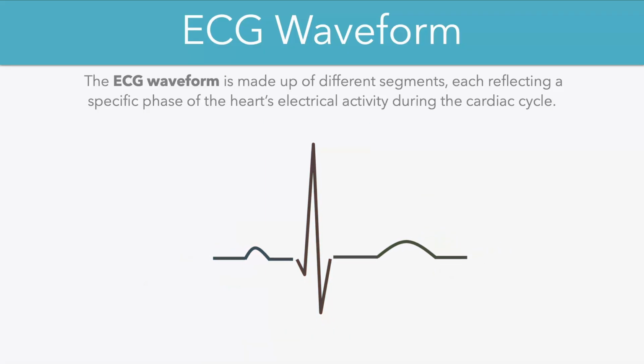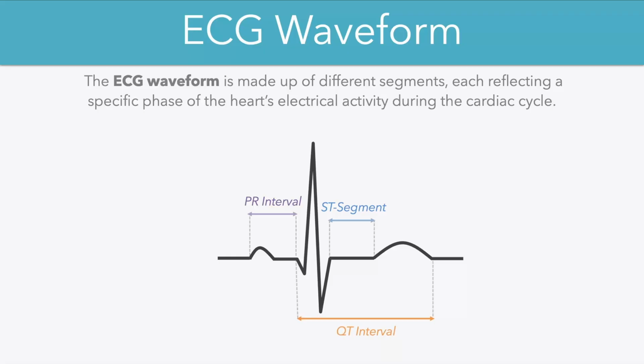Aside from this, we also have a range of intervals between different components of the waveform. For example, we have the PR interval, which is measured from the start of the P wave to the start of the QRS complex, as well as the ST segment, which is measured from the end of the QRS complex to the start of the T wave. One final interval to be aware of is the QT interval, which is measured from the start of the Q wave to the end of the T wave. These different intervals will play an important role when it comes to ECG interpretation.